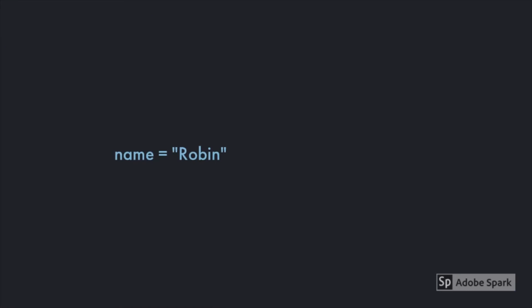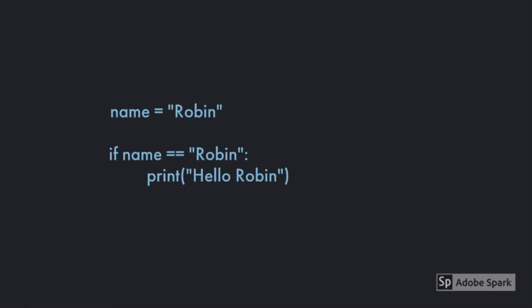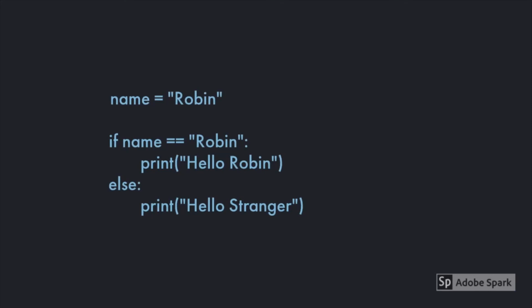Let's look at a practical example. Create a variable called name and make it equal to your name. Now let's add some validation to the variable name. Let's say if name is equal to your name, let's print out hello, your name. Let's add one more line of logic. If the variable name isn't equal to your name, let's print out hello, stranger.